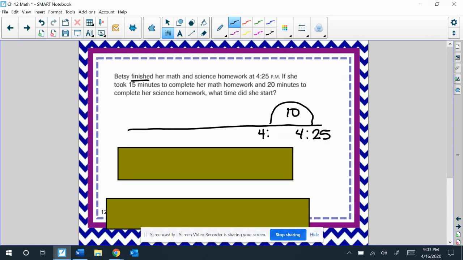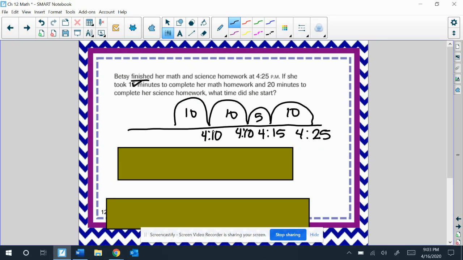25 minutes minus 10 gives me 15. Now I'm going to go back another 5 to make that 15 minutes. Okay, so 4, don't need to touch that hour. 15 minus 5 gives me 10. And now that I've done the math one, I need to do 20 minutes for science. So I'm going to go back another 10. 10 minus 10 is 0.